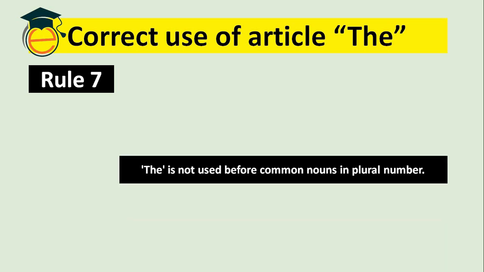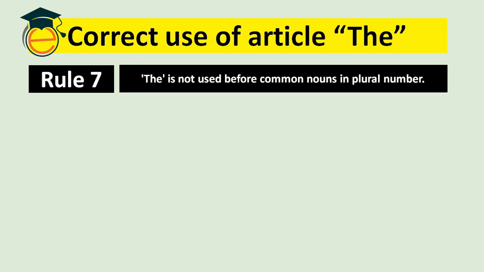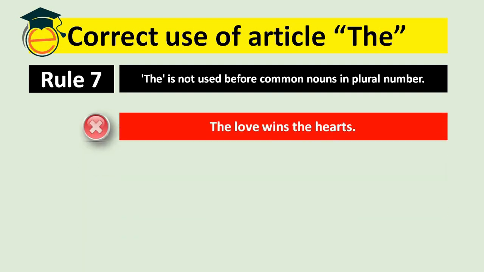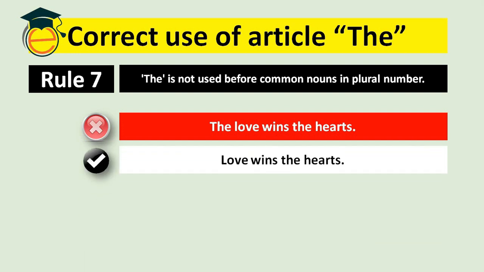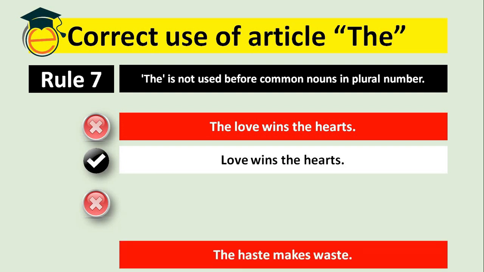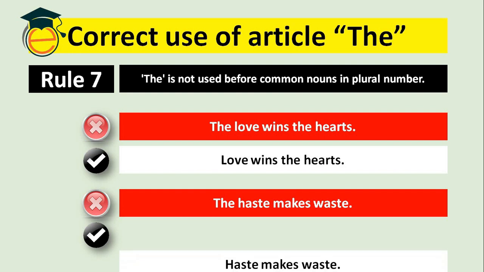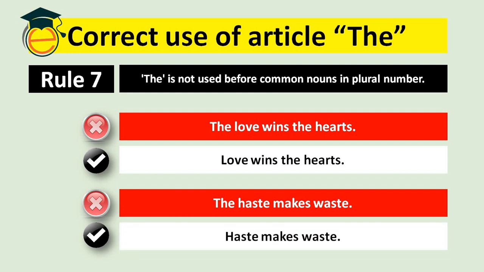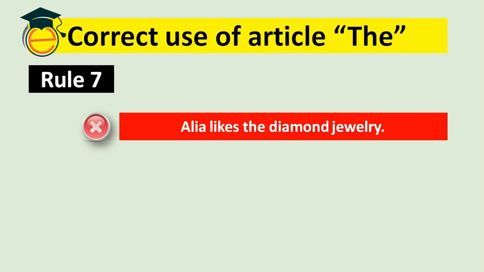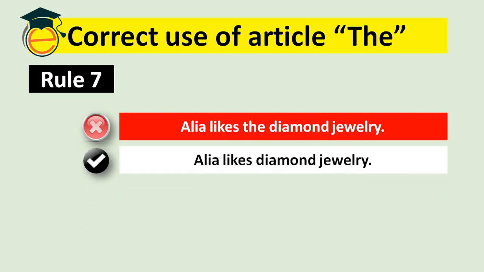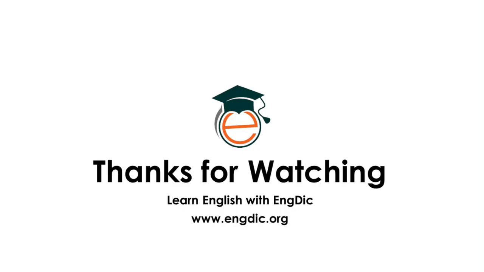Rule number 7. "The" is not used before common nouns in plural number. For example, "The love wins the hearts." Correct: "Love wins hearts." "The haste makes waste." The correct sentence is "Haste makes waste." "Alia likes the diamond jewelry." "Alia likes diamond jewelry" is the correct answer.